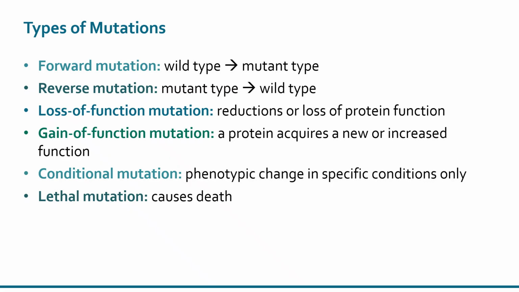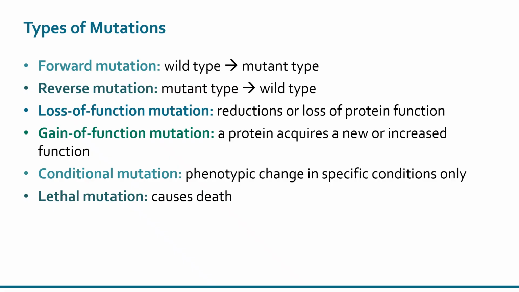So we have talked about the cell types that can acquire mutations. We've talked about the sequence changes that occur in a mutation. Now we're going to talk about the phenotypic types of mutations, or the phenotype effects that we might have from a mutation. So again, this is just kind of a laundry list of different things we could have.